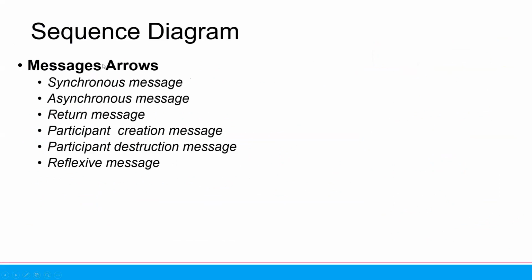So in the sequence diagram, there will be some kind of rules, but it is not strict. Usually there will be these kinds of characteristics about the arrows. We can see the synchronous message. Synchronous message means you can directly send a message and then receive some response. The asynchronous message, maybe there will be some delay between the message and the response. And return message, it means you can see what the response is. Participant creation message, participant destruction message, and the reflexive message.